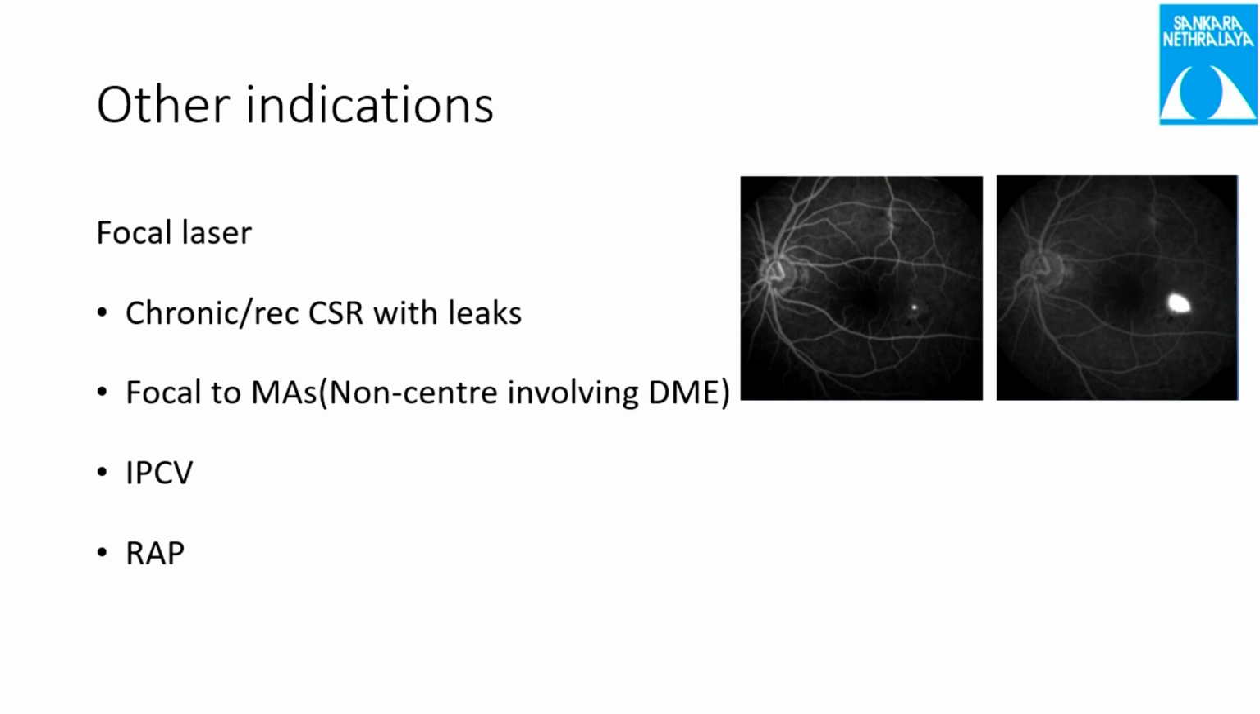Of course, we do focal lasers in patients with chronic or recurrent CSCR in the presence of focal leaks. We do focal laser to microaneurysms in the presence of non-center involving DME with circinate retinopathy. And of course, in cases with polypoidal choroidal vasculopathy and RAP lesions, we do prefer focal laser in certain conditions.